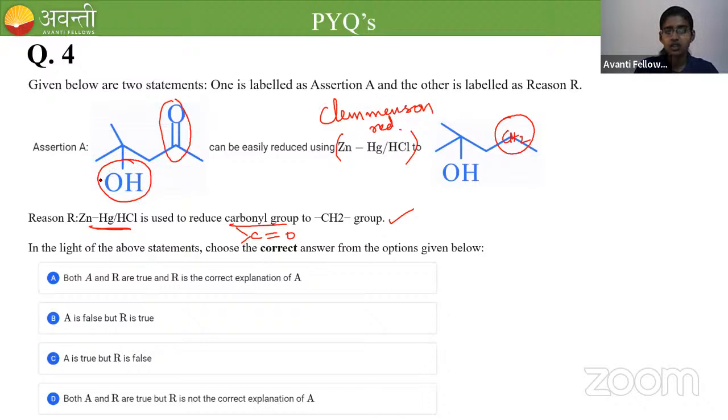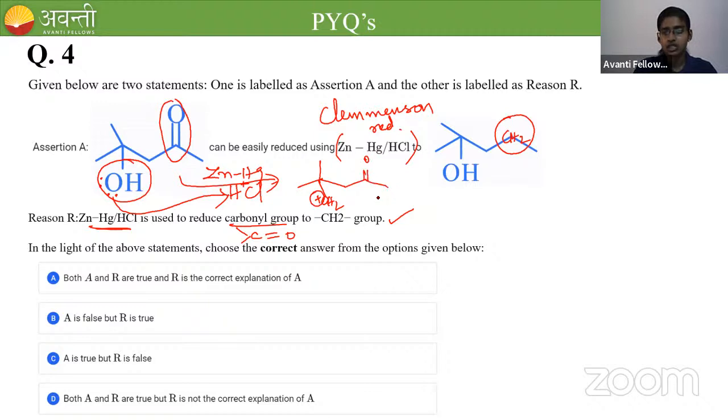And the alcohol oxygen contains two lone pairs of electrons. When we treat this compound with zinc amalgam in presence of HCl, the oxygen lone pair gets protonated by the HCl. HCl is an acid, right? So it gets protonated by the HCl and we'll get a different compound. That is, here we'll have OH2 with the positive charge and the C double bond O group remains constant there.